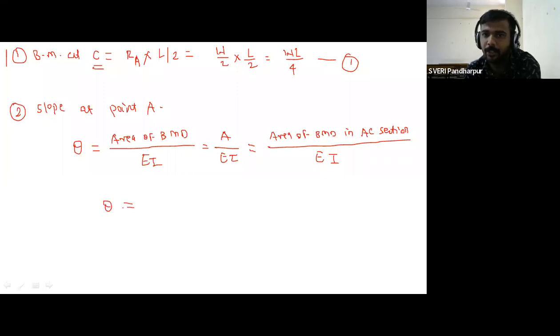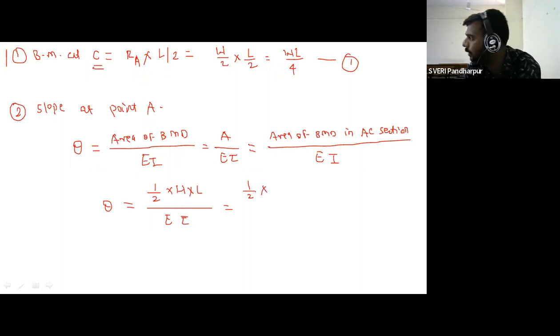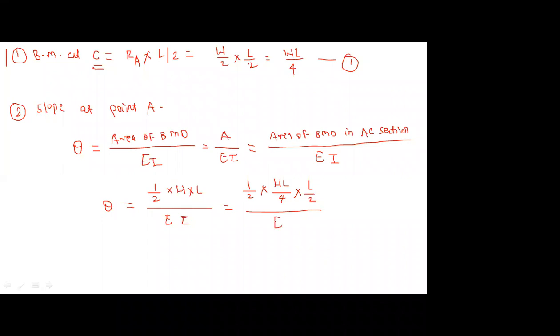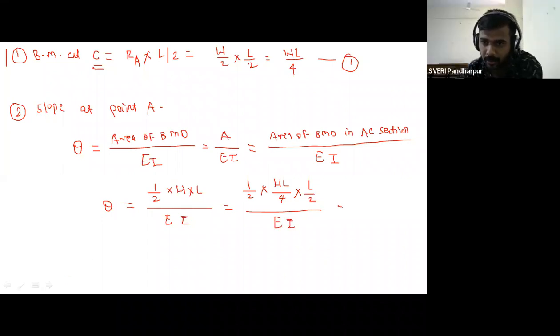So here theta is equal to, so what is the area of BMD? It's the triangular section. So first of all I will write down the basic formula. What is the area? 1/2 into H into L divided by E into I. Okay, so 1/2 as it is. What is the height of the triangle? WL by 4. What is the length of the triangle? L by 2, divided by E into I. So here, WL into L into 1, WL square divided by 16 total divided by E into I.